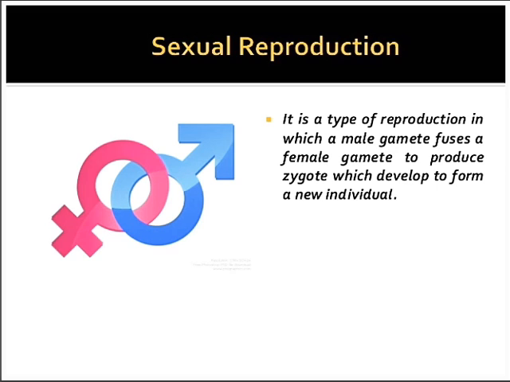As from our earlier knowledge, we know that a reproduction in which two parents are involved, or we can say a reproduction in which two gametes are involved, is known as sexual reproduction. The main emphasis you have to give here is the involvement of gametes. In the next slide, I will clear you about what gametes are.